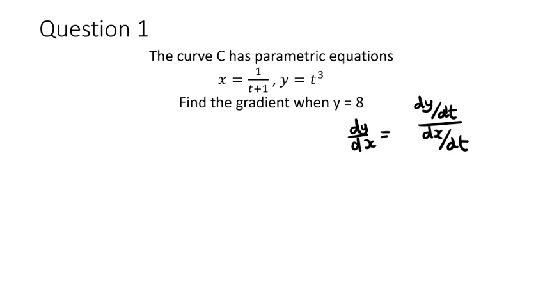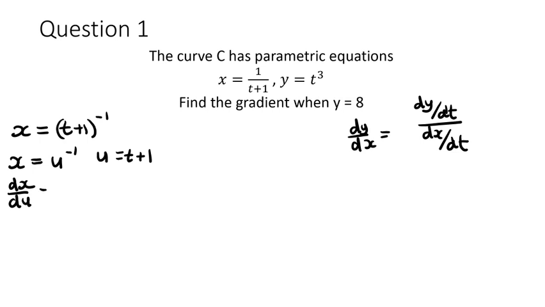So I need to find dx by dt in this. To help me do that, I'm going to write that as t plus 1 to the minus 1. Then what I can do is go to our good old friend, the chain rule. I've been watching these videos for the last 8 weeks. I think I've mentioned the chain rule from time to time. So I'm going to let u be the bit in brackets. dx by du, well, that's just minus u to the minus 2. du by dt, well, that's just differentiating t with respect to t, that's just 1.